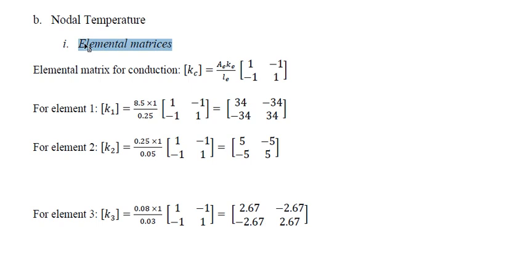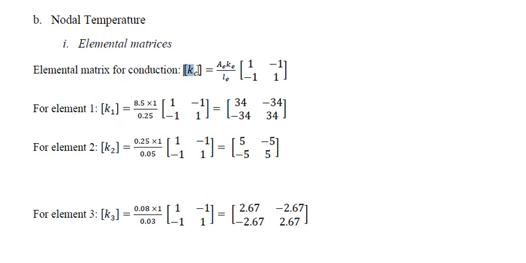Elemental matrices. First we will deal with the conduction matrix. There are two things here: one is conduction, and the other is free end convection at the right end. There is no surface convection. There is no internal heat generation. Okay, conduction in 3 elements is there.